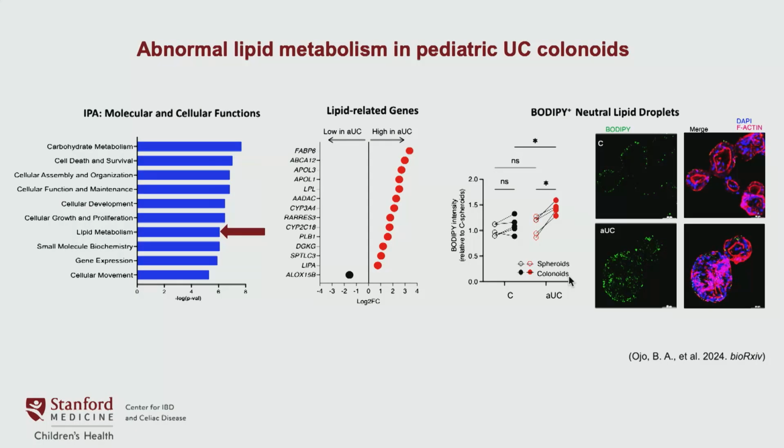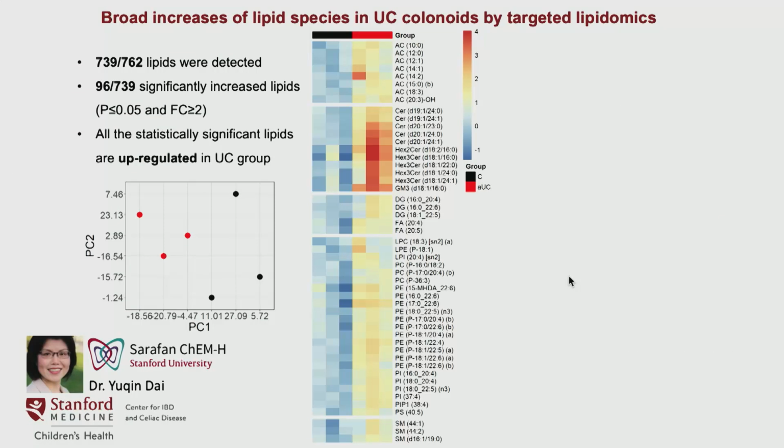To further investigate the altered lipids, we collaborated with Dr. Yixin Dai from CAMH across the street to perform a targeted lipidomics on a panel of more than 760 lipids. We were able to identify 90% of the lipids from the panel in our organoids, and nearly 100 lipids are different across multiple lipid classes, and all of them were upregulated in the UC organoids.